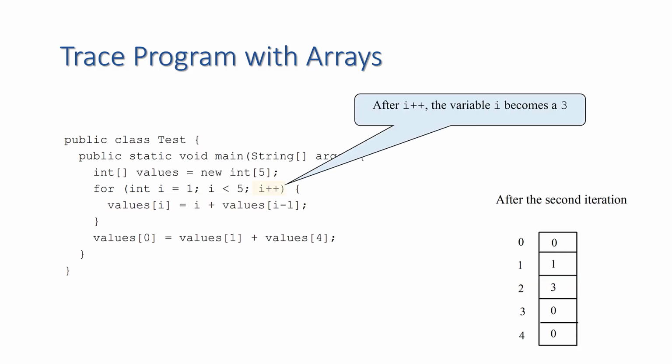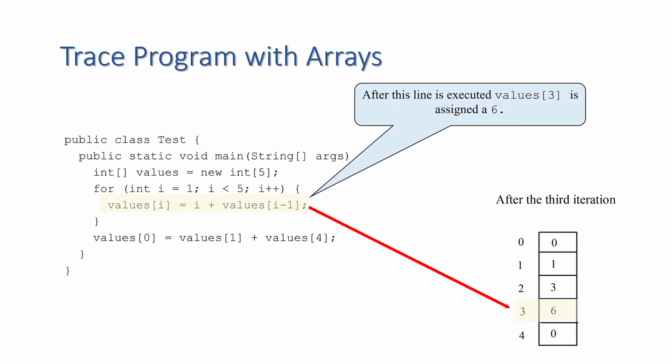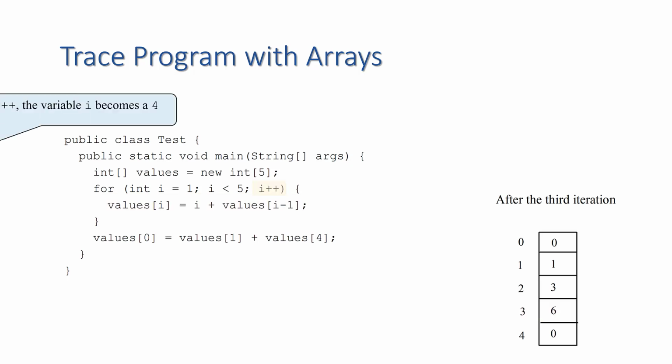At the end of the for loop, the update section is executed, so i gets incremented to a 3. Because 3 less than 5 evaluates to true, control transfers to the body of the for loop. Because i is 3 and value sub i minus 1 is 3, the value sub 3 is set to the result of 3 plus 3, so it is assigned a 6.